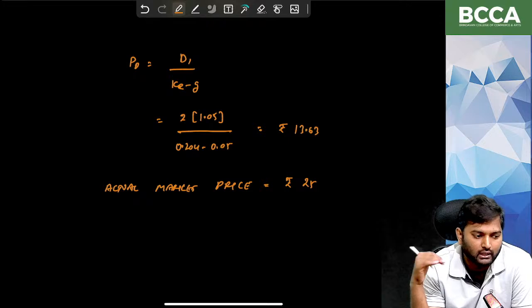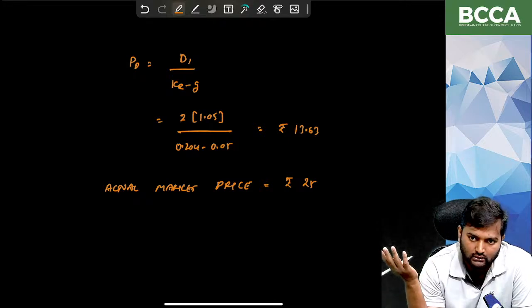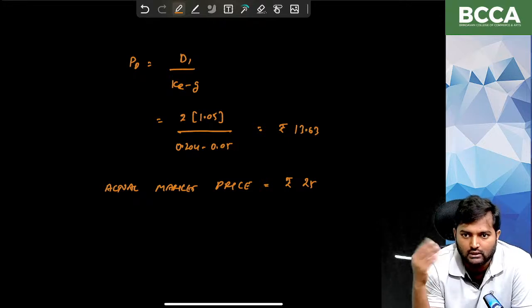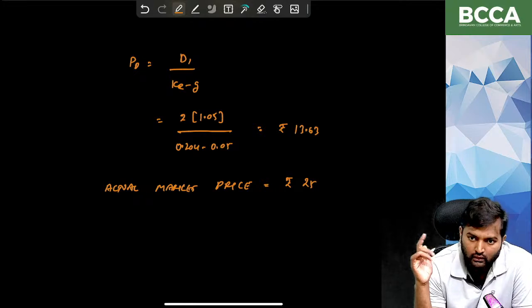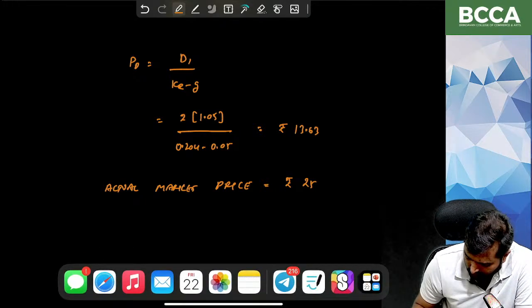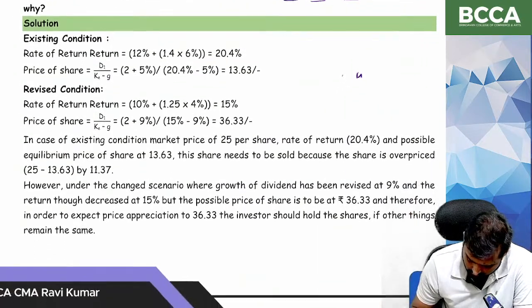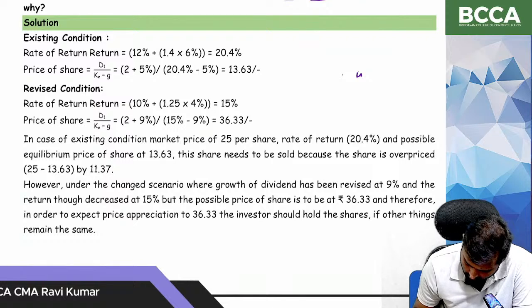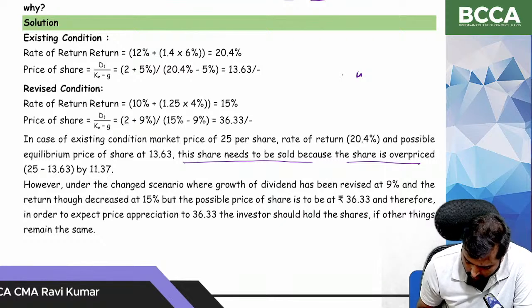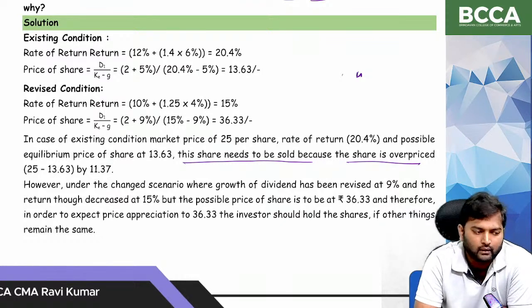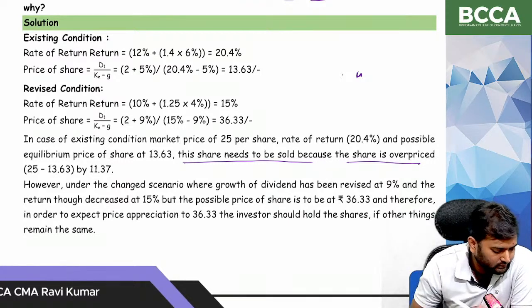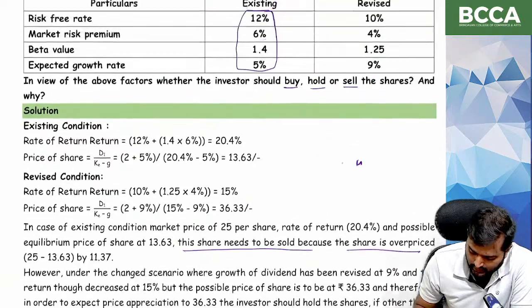That means in market, security is overpriced. Then we sell the security. Getting my point? So this share needs to be sold because the share is overpriced. Clear? That is in the existing case.